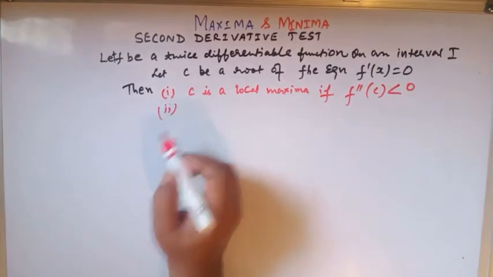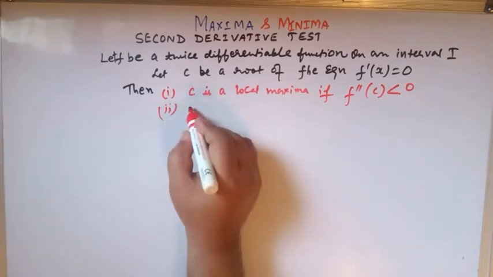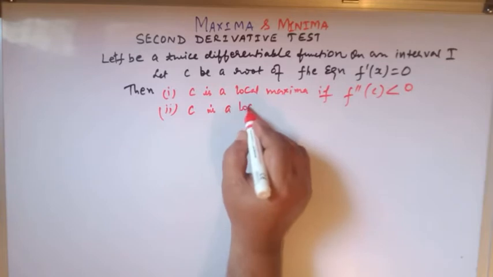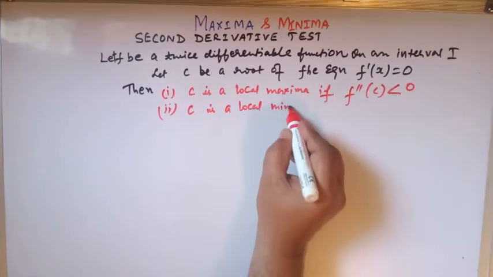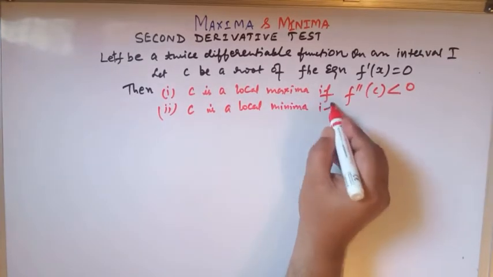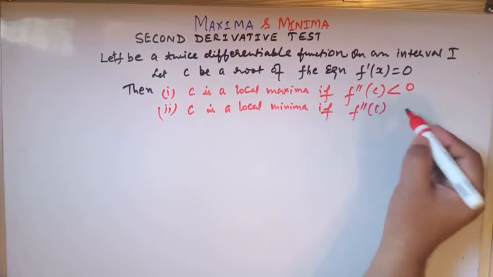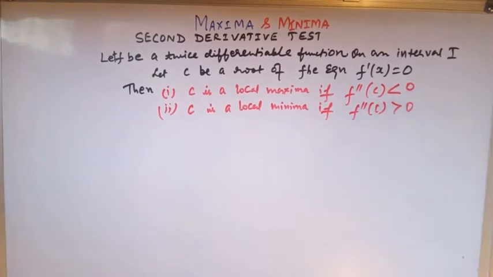And the second conclusion is C is a point of local minima if f double prime of C is greater than 0. Clear?